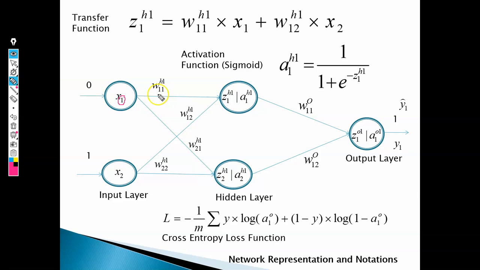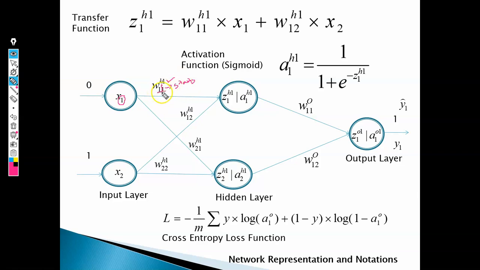Next we will see the weights. Weights are represented by a subscript and a superscript. The subscript has two parts, for example w11. These numbers tell us where the weight starts and where it ends. The first number is the neuron in the previous layer where it starts. The second number is the neuron in the current layer where it ends.